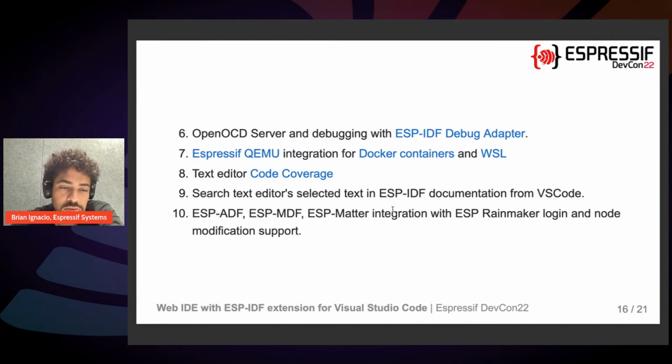You also are able to integrate with other frameworks such as ESP ADF, ESP MDF, ESP Matter, and you also have the Rainmaker login and node modification. So if you log into Rainmaker in VSCode or our web IDE, you can log in and then you can see your nodes associated with your ESP Rainmaker account, and then you can modify values of each node, etc.